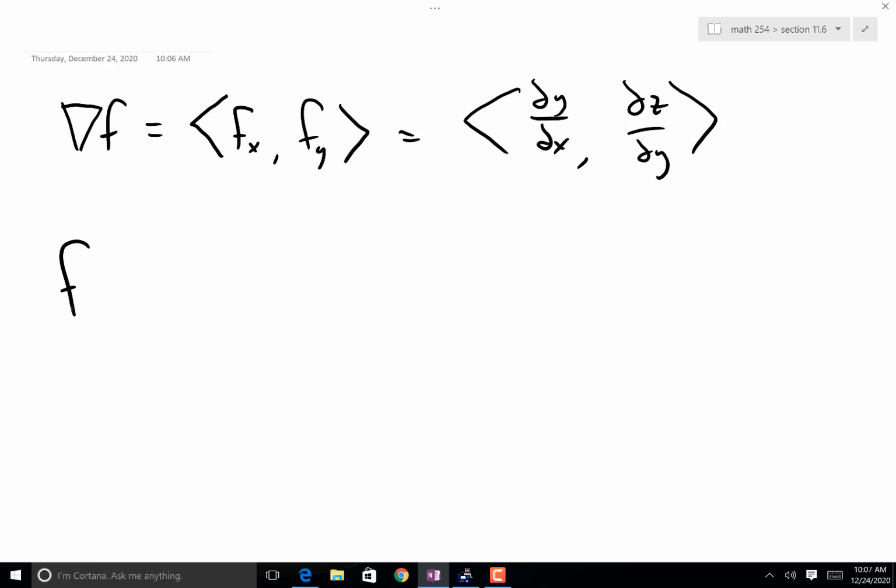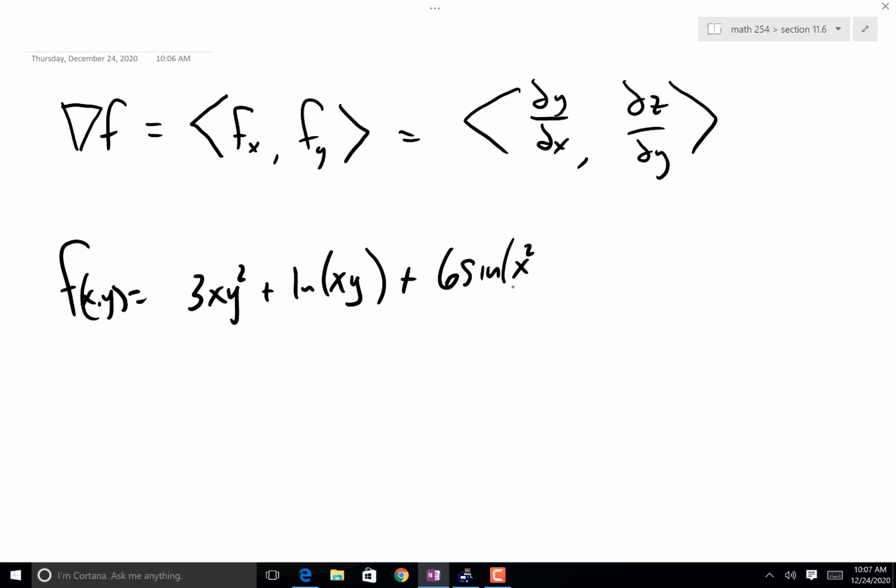So if you had some f of x and y, 3xy squared. I really feel like I'm beating that one to death. Plus the ln of xy, plus 6 sine x squared. Sure, I guess. Why not? So let's do it here.